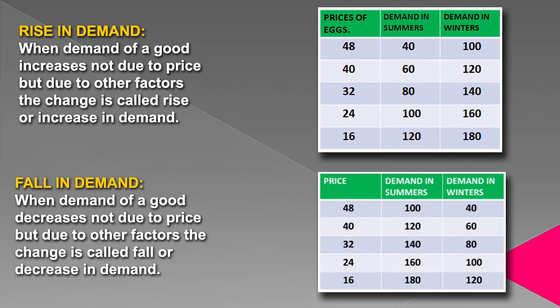Now, season changes. Because of change in the season, demand changes. Price remains the same. At 48, in summers, 100 items were demanded. Now, demand is 40. At price 40 in summers, 120 items were demanded. Now in winters, demand is 60. At 32, in summers, demand was 140, now 80. You can see that demand decreases, and this decrease in demand is because of a change in a season, not due to change in prices. So this decrease in demand is known as fall in demand.